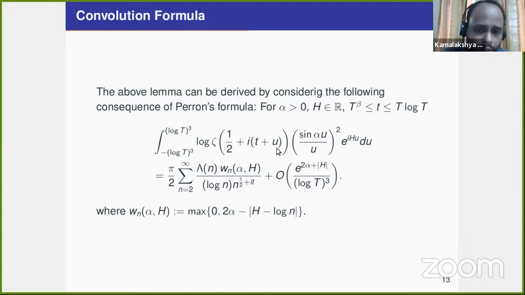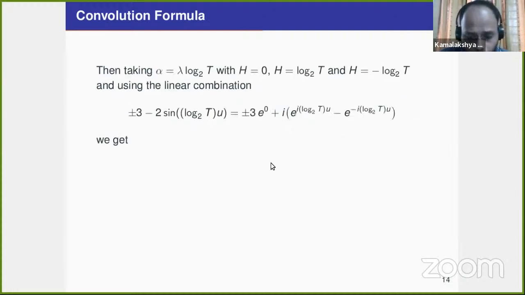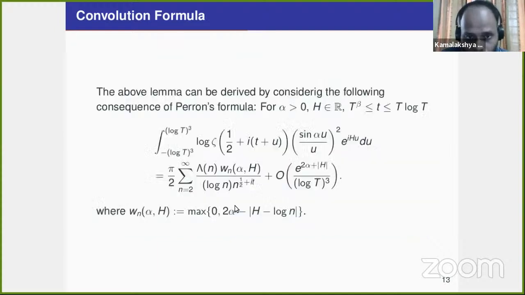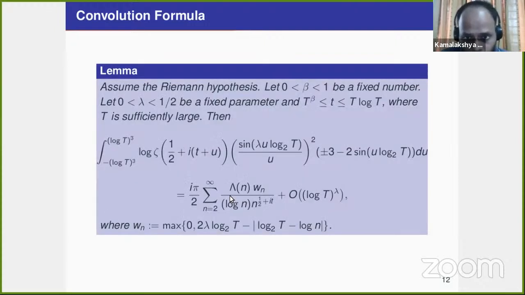Unlike before, where the terms in the previous series were imaginary, here we have a mixed term. We have a real part as well as an imaginary part. This Dirichlet series has both coefficients. So you may ask what happens to the real part. That gets absorbed in this error, log t power lambda.